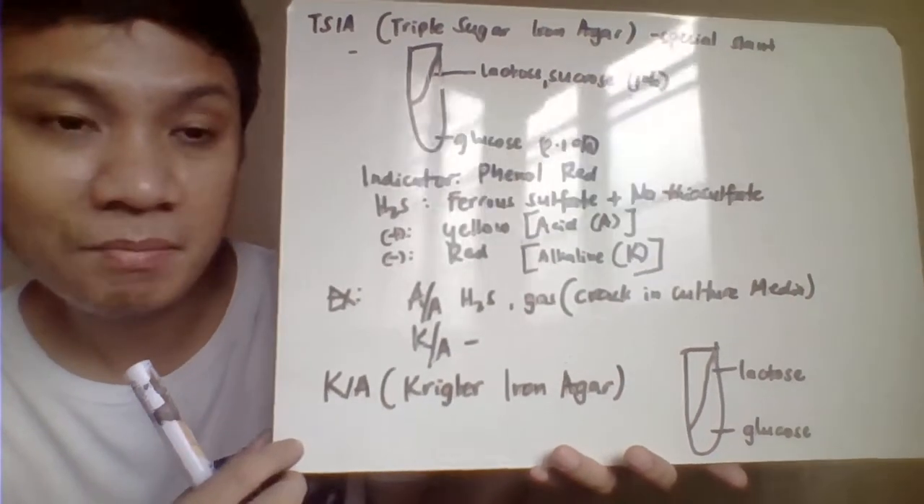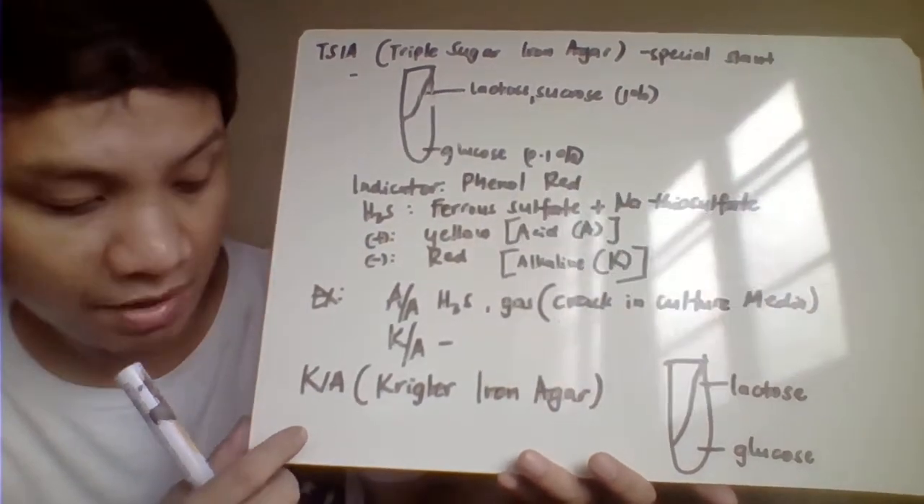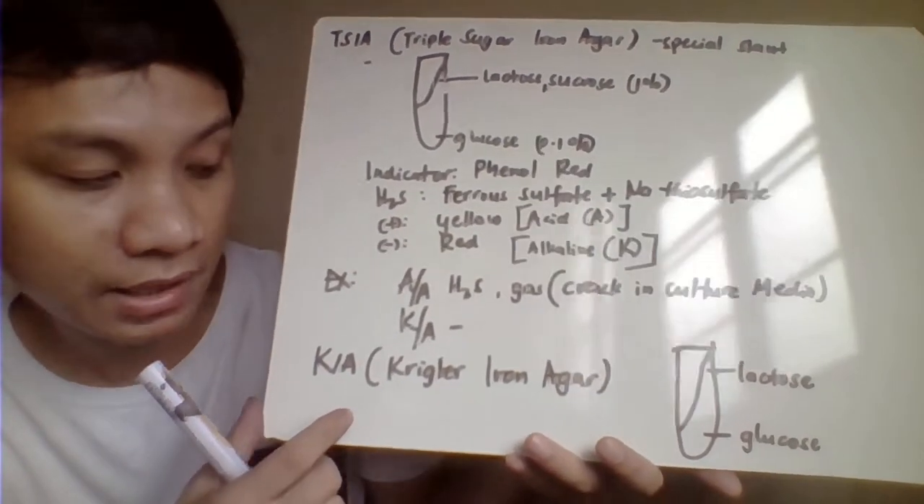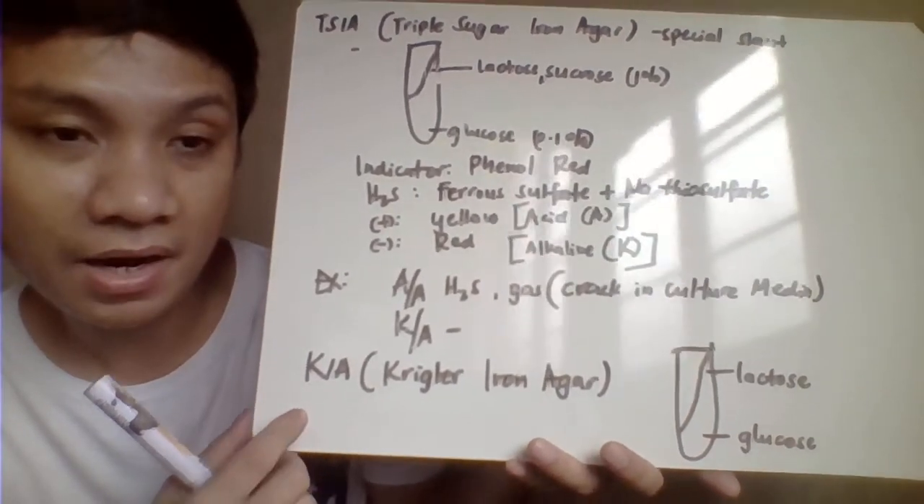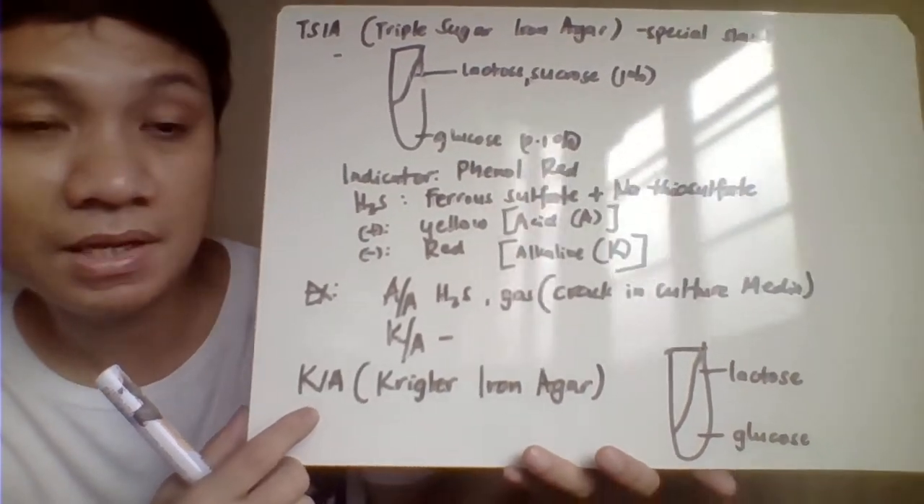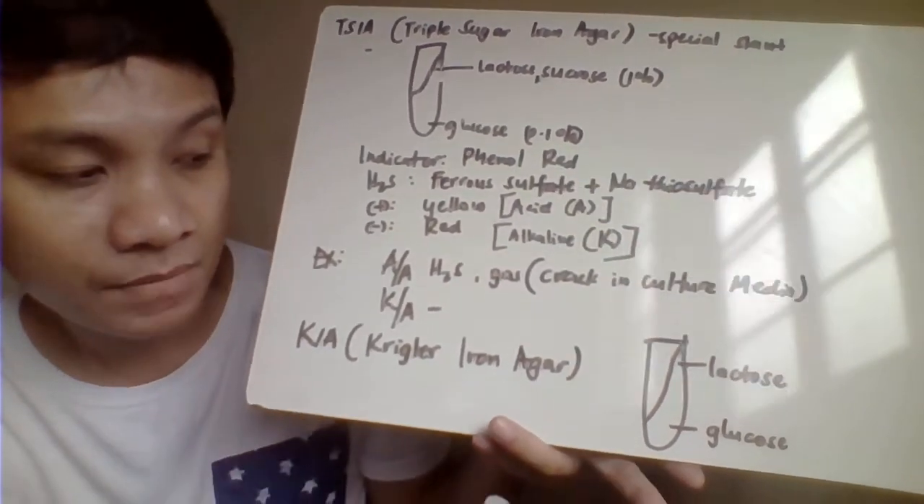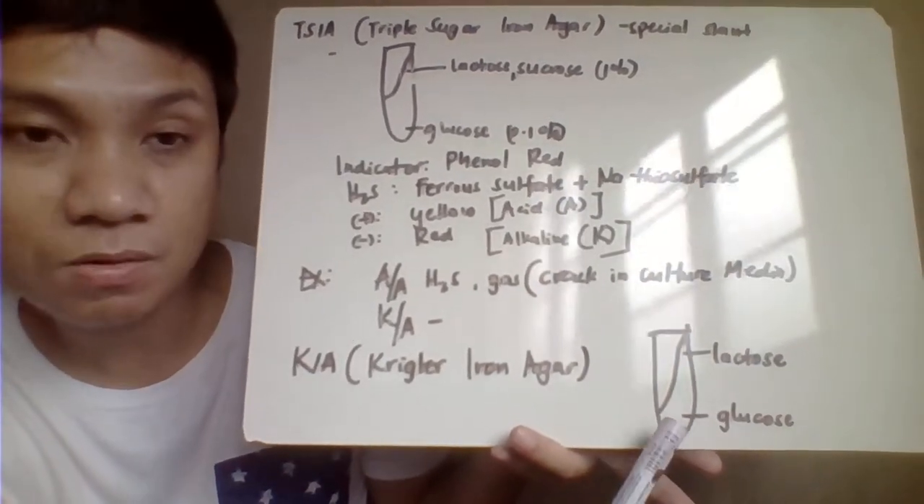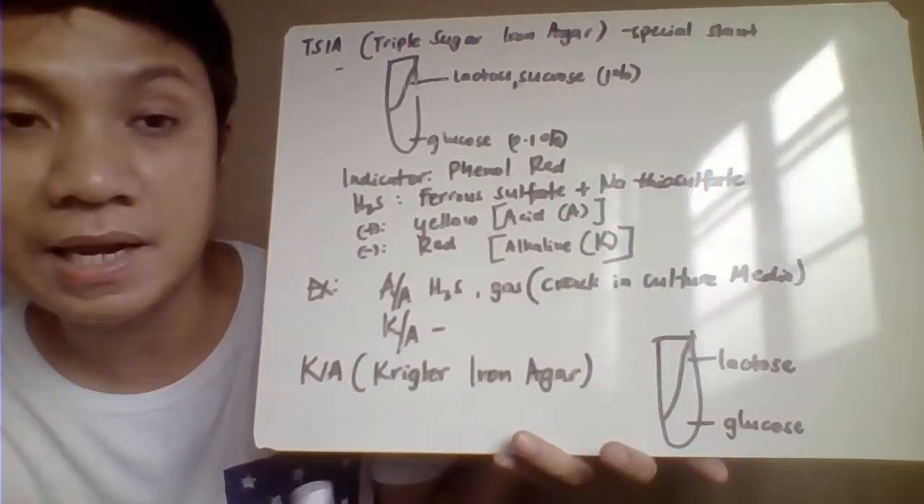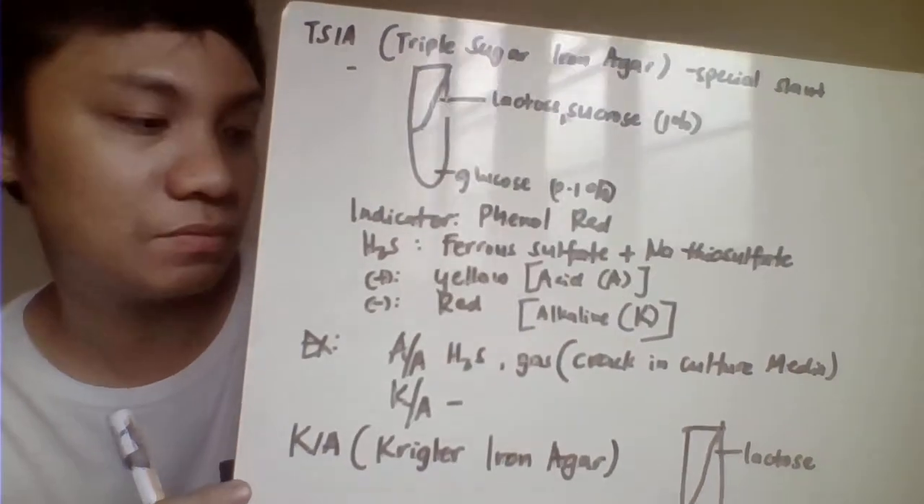Okay, another modification of your TSIA, we have also the KIA or the Kligler iron agar. This one is differentiated from the TSIA because this one is only made up of two sugars. Still in the butt area, we have the glucose, pero dito sa slant is only the lactose. Wala siyang sucrose.